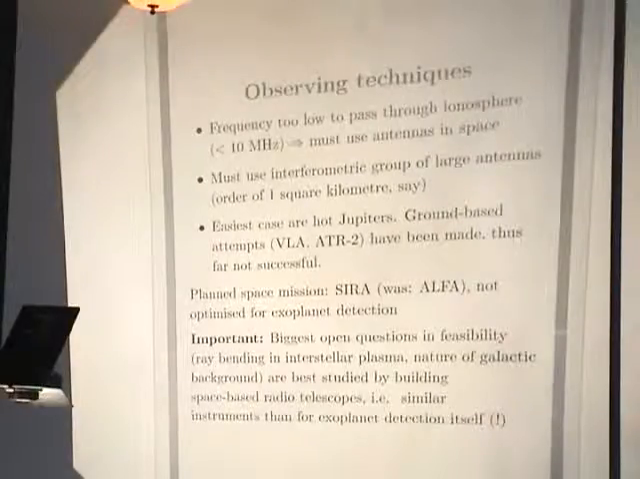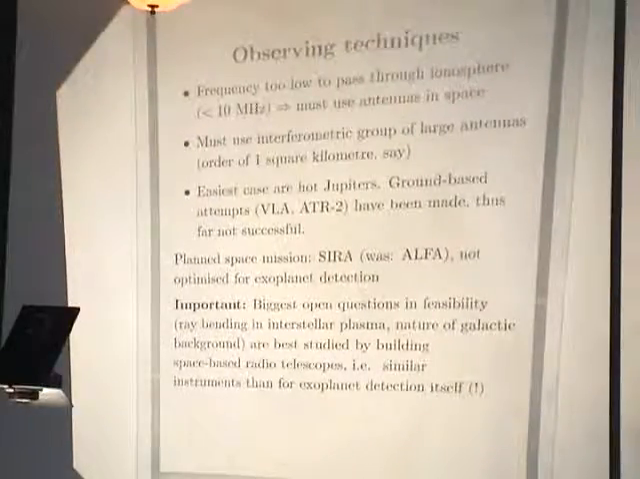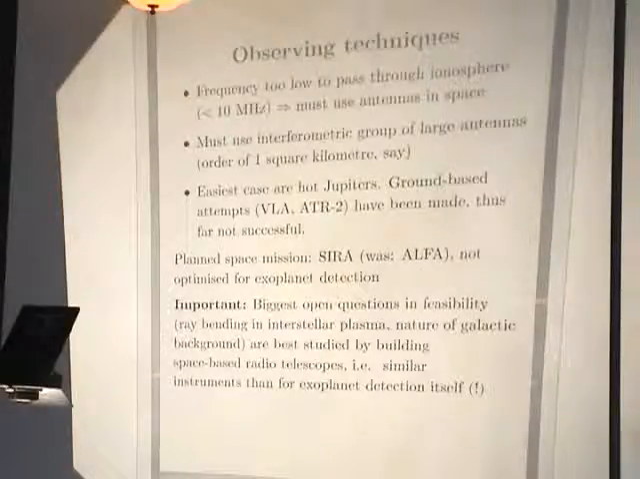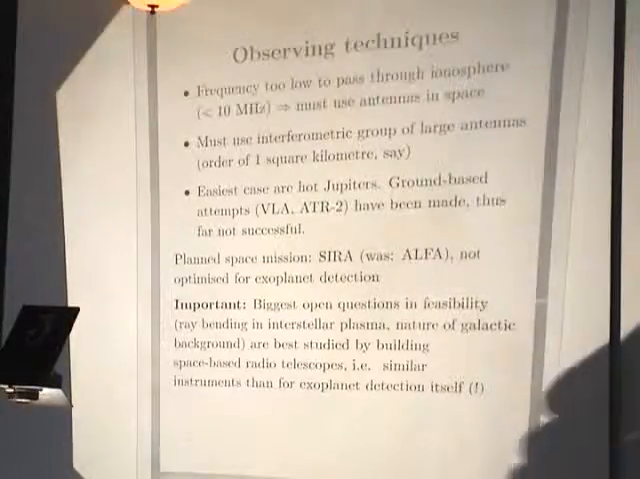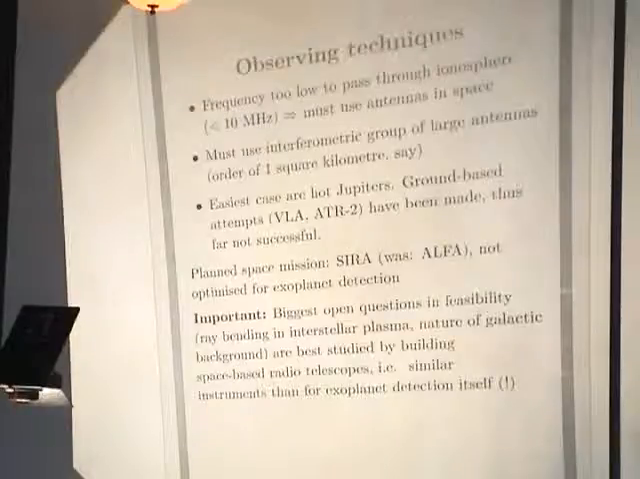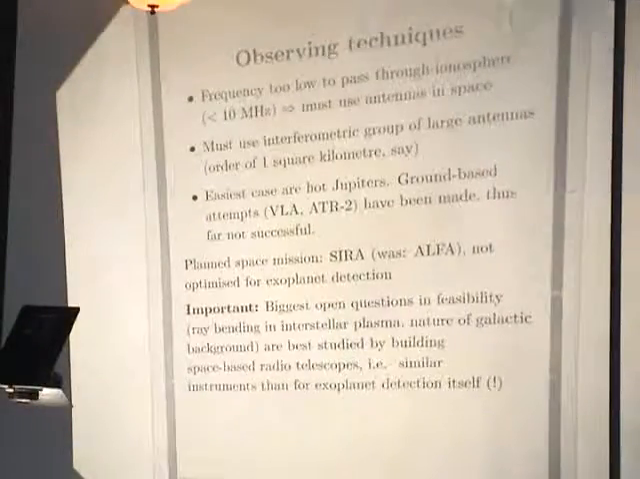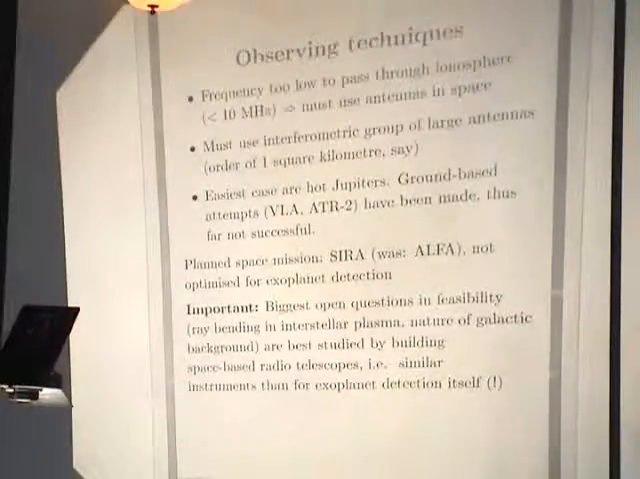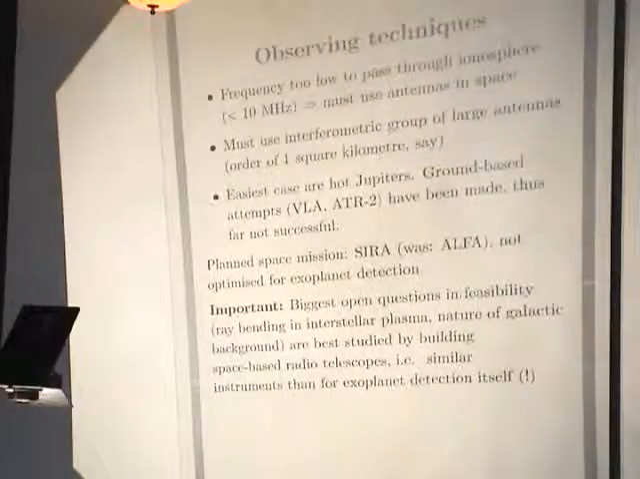About possible observing techniques. In general the frequency is too low to pass through the ionosphere, 10 megahertz. An exception is possibly these hot Jupiter type planets, if they have so strong a magnetic field that the frequency is maybe 30 megahertz or 50 megahertz, then it's possible to do from the ground. Then the radiation passes through the ionosphere. But for terrestrial planets or anything close to them, one has to put the instruments in space if one wants to observe them. And then one needs rather big instruments because the frequencies are low.